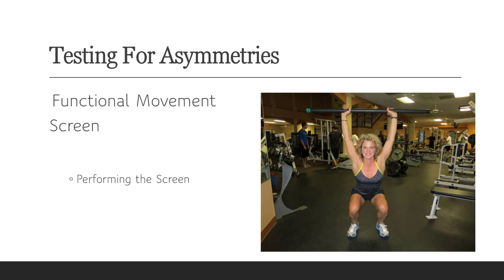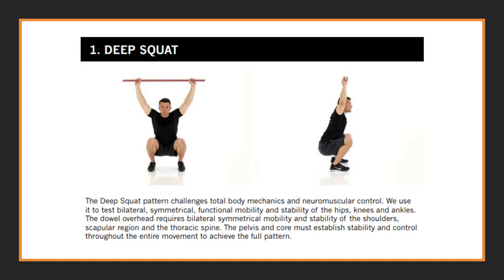The following are the 7 techniques that are utilized for the FMS screening. The deep squat pattern challenges total body mechanics and neuromuscular control. We use it to test bilateral, symmetrical functional mobility and stability of the hips, knees, and ankles. The dowel is overhead and requires bilateral, symmetrical mobility and stability of the shoulders, the scapular region, and the thoracic spine. The pelvis and the core must establish stability and control throughout the entire movement to achieve the full pattern.